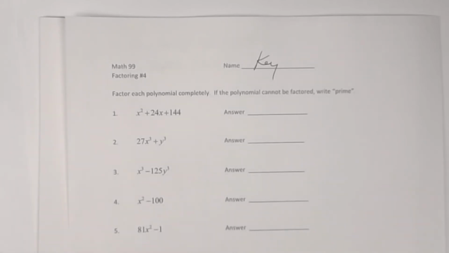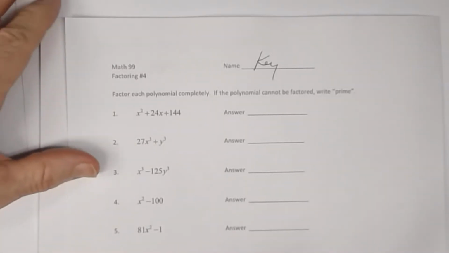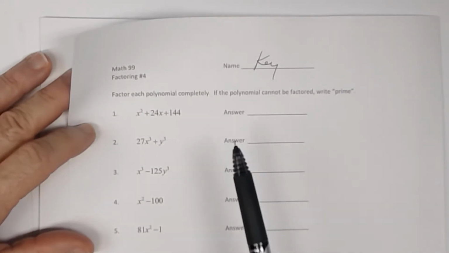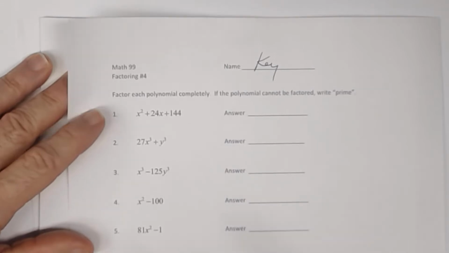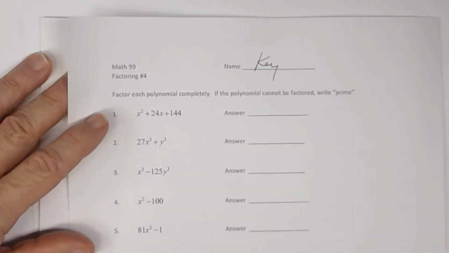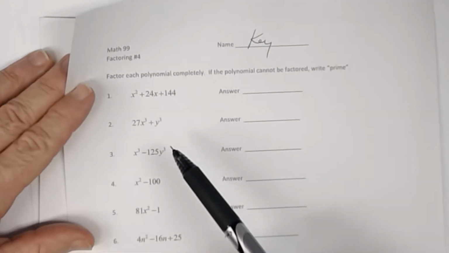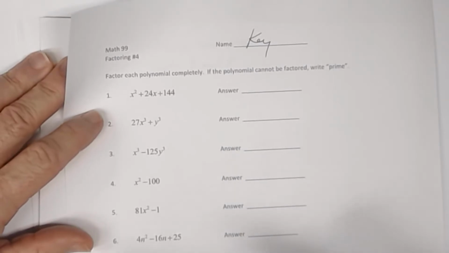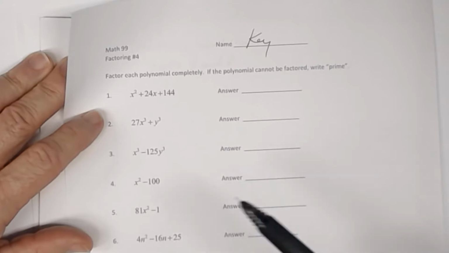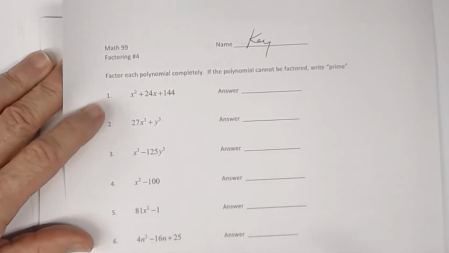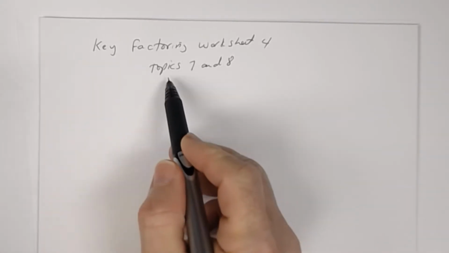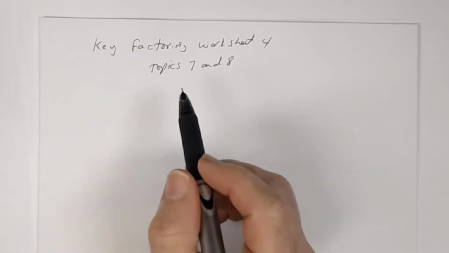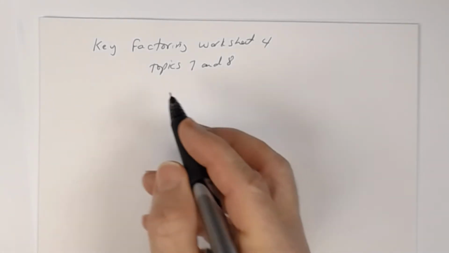This is a key to the worksheet on factoring number 4. On this worksheet, you want to factor each of these polynomials. Now, these polynomials, you'll notice, involve the difference of two cubes, sum of two cubes, difference of two squares, and perfect square trinomials. It does cover topics 7 and 8 in your modules in your course. Let's look at number 1.